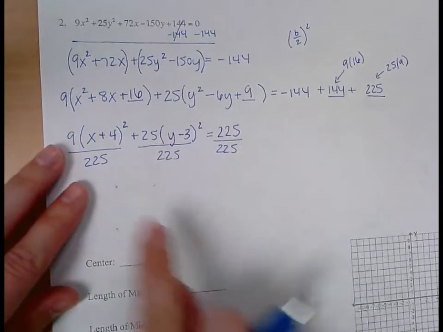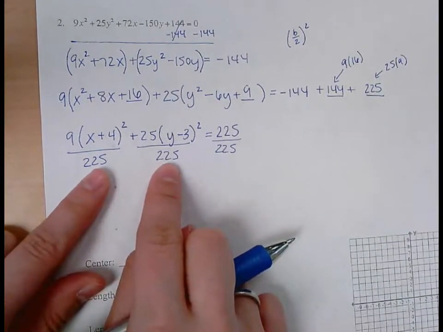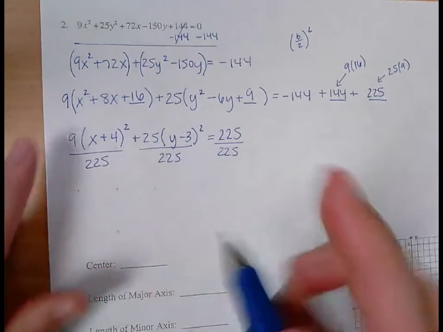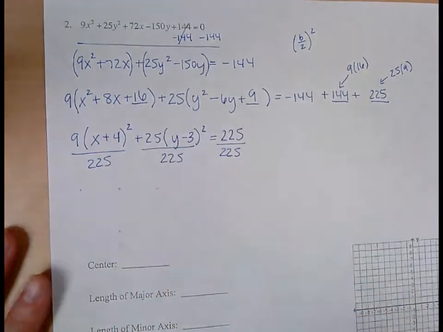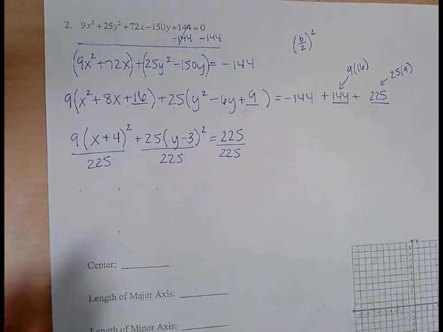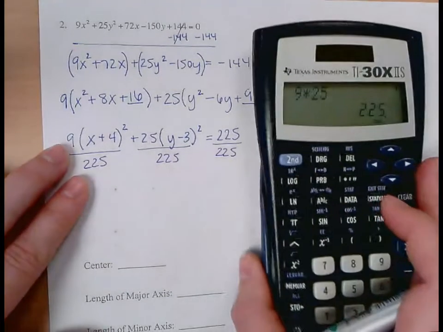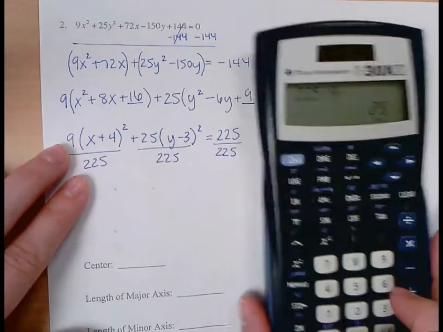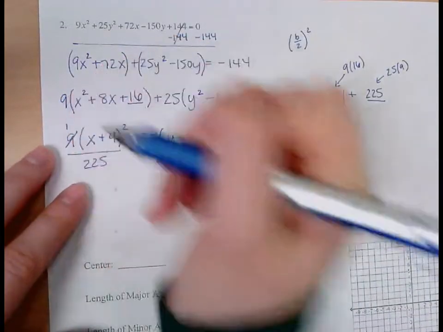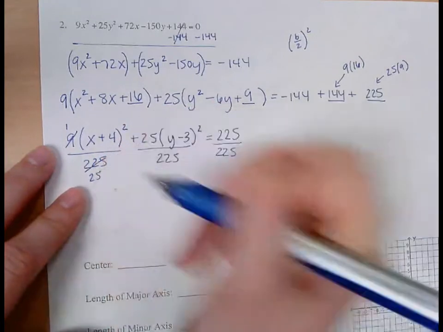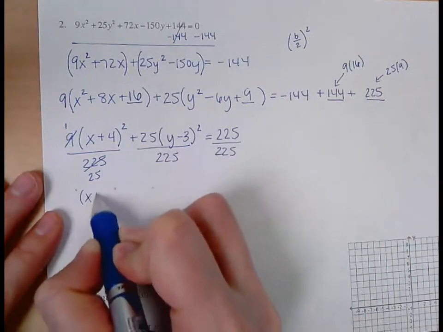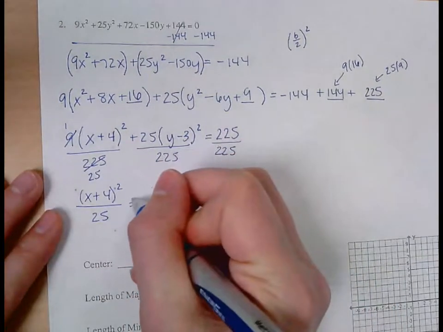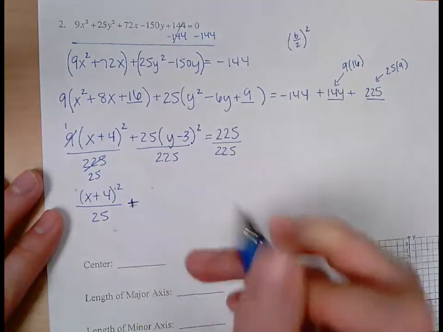And now what you're doing with these two fractions, because if you look at your standard form on your sheet, you don't have numbers written in front of the quantities that are being squared. So the 9 over 225 and 25 over 225 should simplify nicely. So 9 over 225, if I take 225 divided by 9, that equals 25. So this 9 cancels to just be a 1. This denominator is now a 25. So I have the quantity x plus 4 squared over 25. I don't have to write the 1 that's in front.